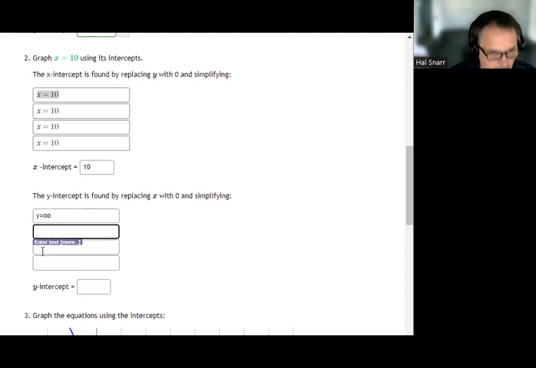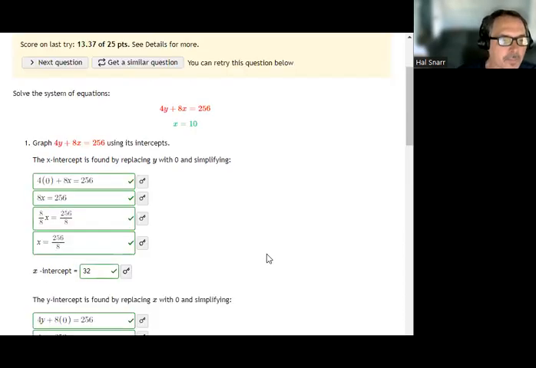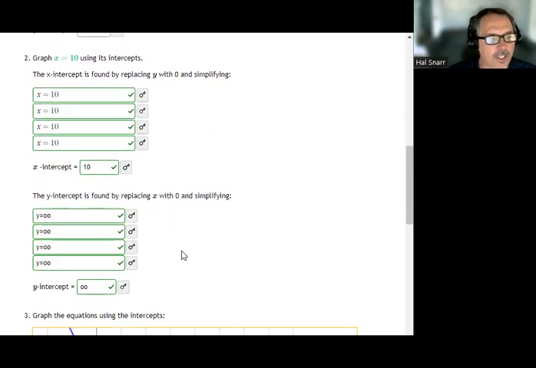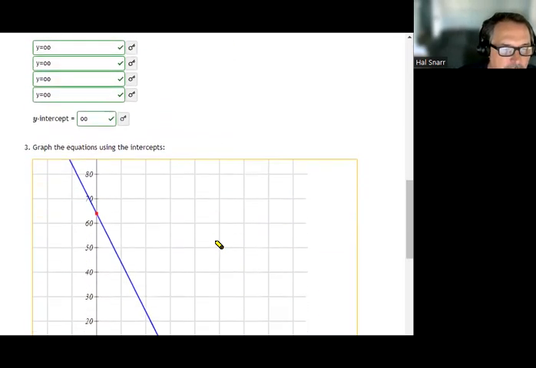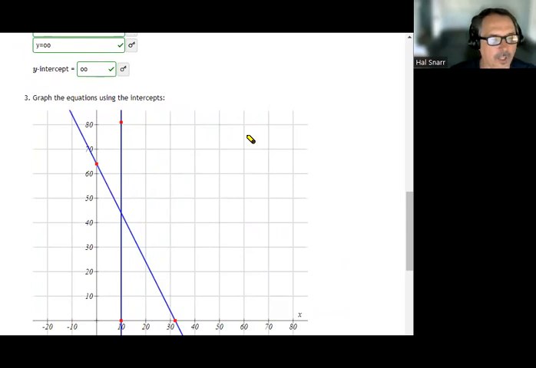I'm going to copy this all the way down. Then I'm just going to type oo here. oo is a sideways 8. It's my infinity sign. And we get all those correct, right? So when your y-intercept is infinity and your x-intercept is 10, it's a vertical line. So what I'm going to do is put a dot here at 10, and I'm going to go up. I could go anywhere. I could put it here. I could put it there. I got a vertical line.